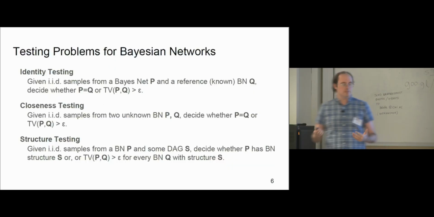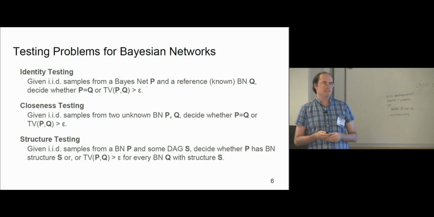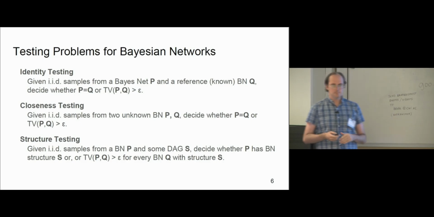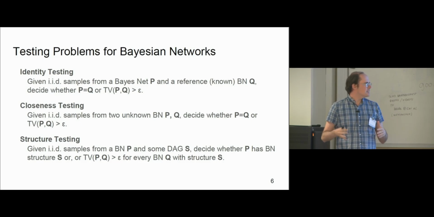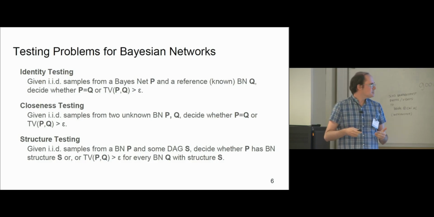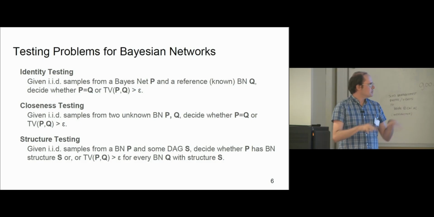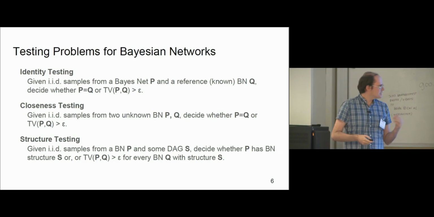And the things we're interested in testing are identity. We have some hypothesis Bayesian net Q, which we know, and we want to know, do our samples come from this Bayesian network, or do they come from a Bayesian network that's far from it? Closeness: we have 2 unknown Bayesian networks. All we know about these is what the maximum degree is. We have 2 sets of samples, and we want to test if they come from the same Bayesian network. That's closeness.